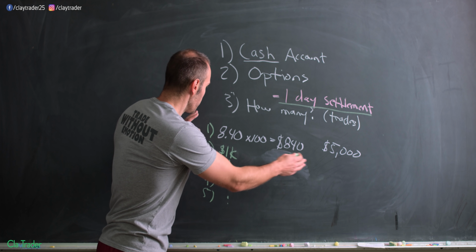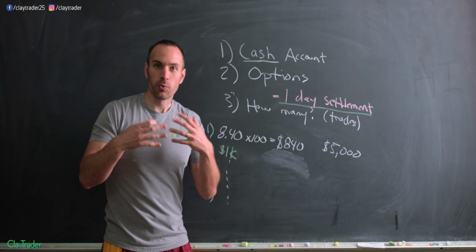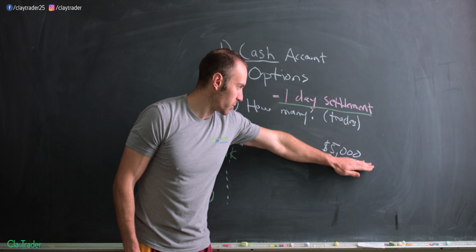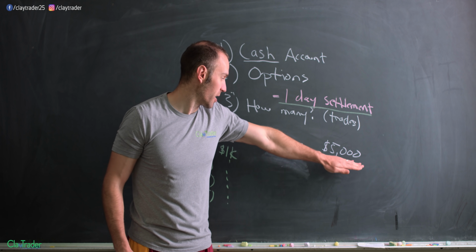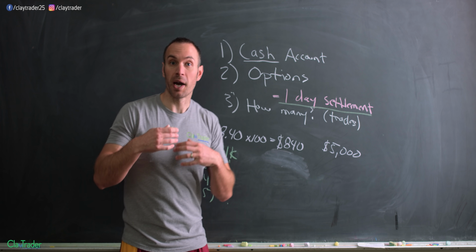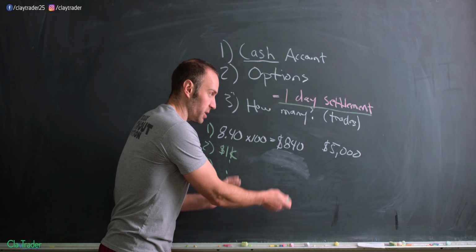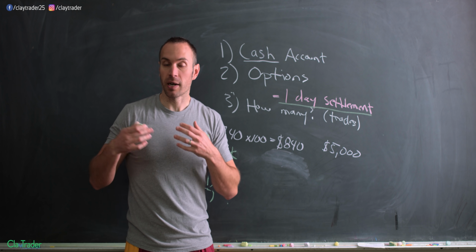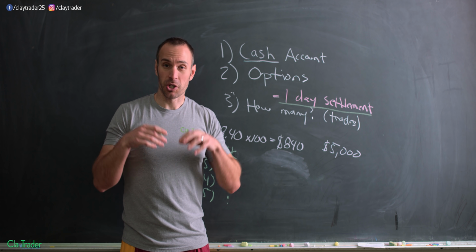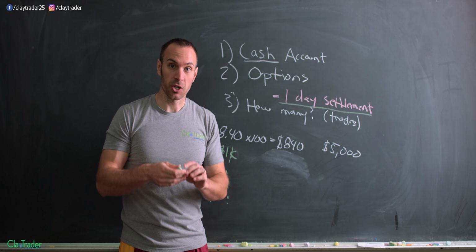So as far as the third step, how many, that's where it's all going to depend, right? It's all going to depend on how much money do you actually have in your account? How many trades do you want to make? How much money do you want to put in each trade? And I'm not saying there's a right or wrong answer to any of that. I'm just saying that's where it's going to be very unique to your situation and what you want to accomplish.